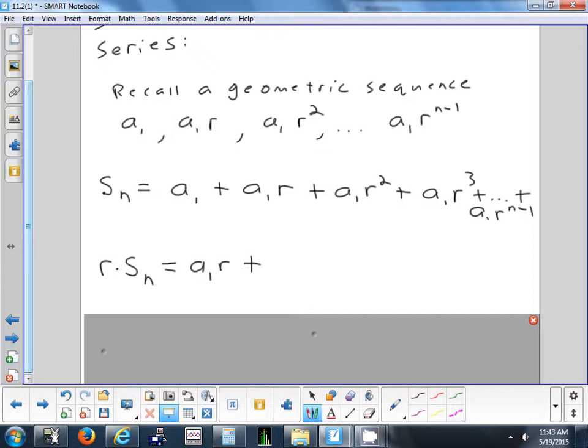Brianna, what do I get if I multiply this term by r? A sub 1 r squared. A sub 1 r squared. James, what do I get if I multiply the third term by r? A sub 1 r cubed. And if I multiply the fourth term, I get a sub 1 r to the fourth. Okay, Victoria, what about my last term? If I multiply a sub 1 r to the n minus 1 by r.